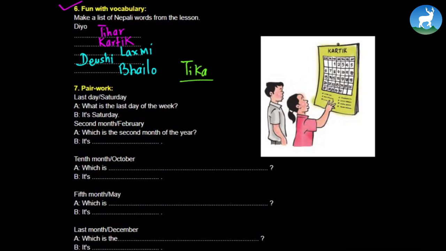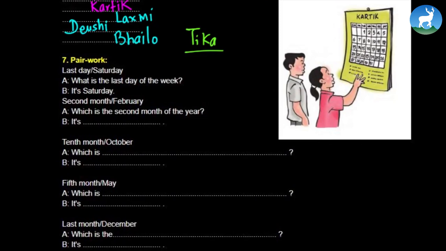Now let's move on to another section called pair work. Last day, Saturday. What is the last day of the week? It's Saturday. Second month, February. Which is the second month of the year? You've got to fill that blank. What is it? It's February.